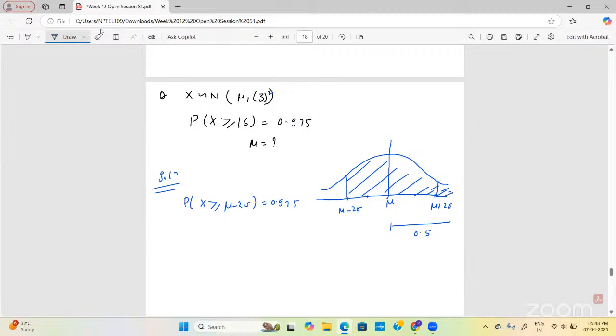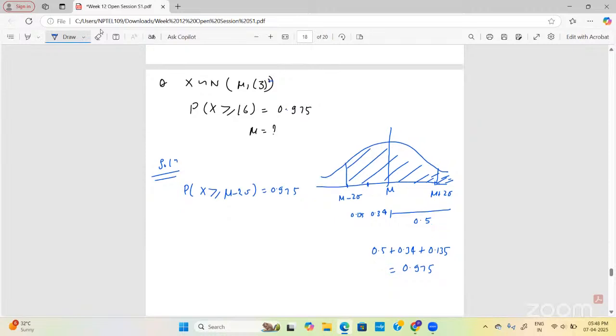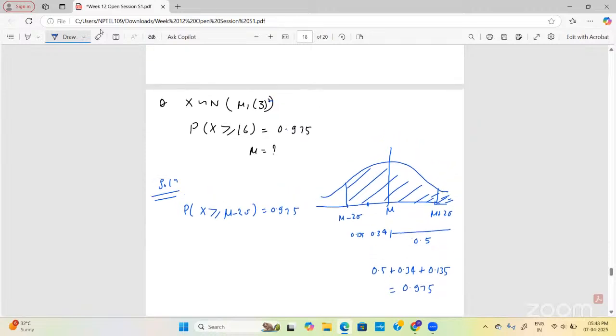Okay, and how you can see it, that this entire is 0.5. And if you break it down, so this is 0.34, right? And this is 0.135, right? Up to this point. So now you can see that 0.5 plus 0.34 plus 0.135, if you add these numbers, you will get 0.975. So ultimately, it is given that the region above mu minus 2 sigma is 0.975.